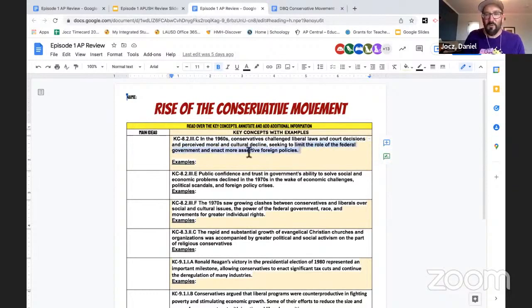Limit the role of the federal government. You could talk about the campaign of Barry Goldwater in 1964 and how he was running against this idea of more government programs that Lyndon Johnson was proposing. There's a lot of different things you could do.